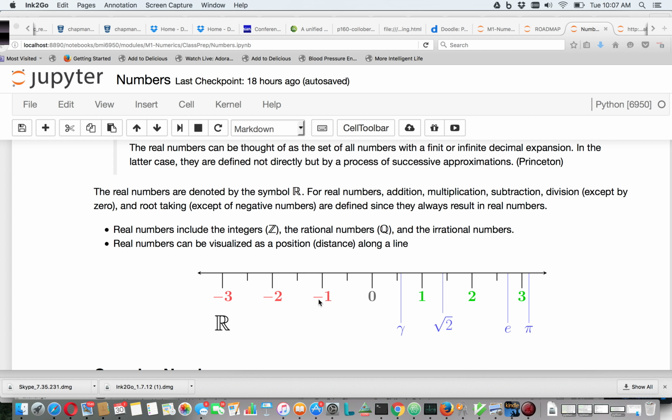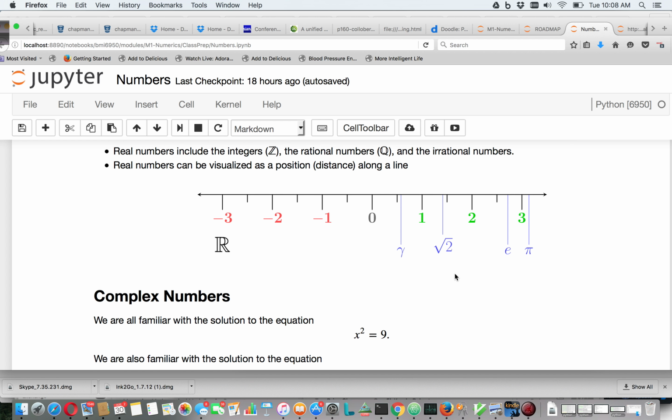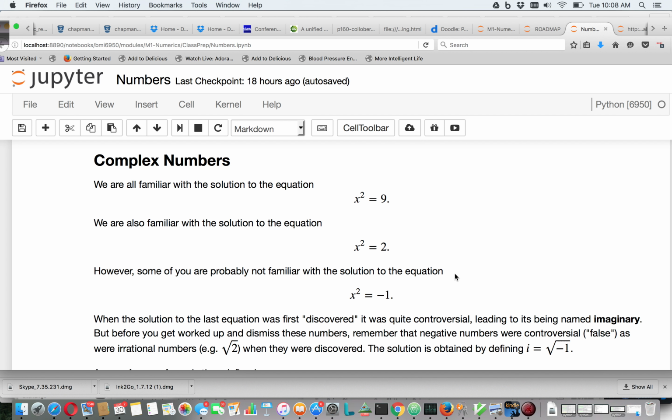And you see that we can place our integers on this number line, but then we have other numbers like the square root of 2, e, or pi that are not rational numbers that nonetheless can be viewed as some distance, either positive or negative distance, from the origin. Now, a set of numbers that you may not be as familiar with are the complex numbers. So complex numbers were introduced to help us deal with particular algebraic problems.